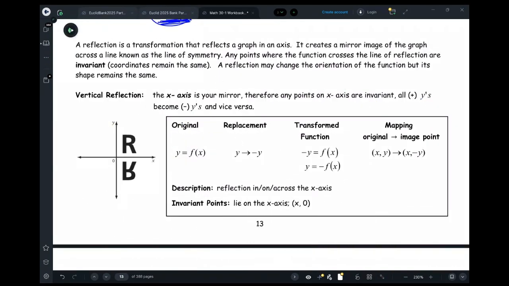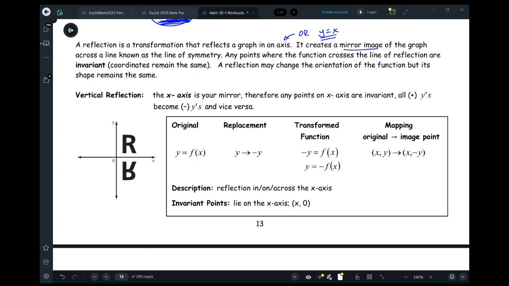Okay, so now let's take a look at a very specific transformation here. We're going to look at a reflection. So a reflection is a transformation that reflects a graph in an axis. Now, for our purposes here, for the most part, it is going to be an axis. Or we're also going to look at reflecting over the line y equals x. You can reflect over other lines, but those are the two that we're going to focus on in this course. And so what we're doing is we're creating, like it says here, a mirror image of the graph across that line, and that'll be the line of symmetry. And you might remember that from an earlier course when you were looking at quadratics, this line of symmetry.